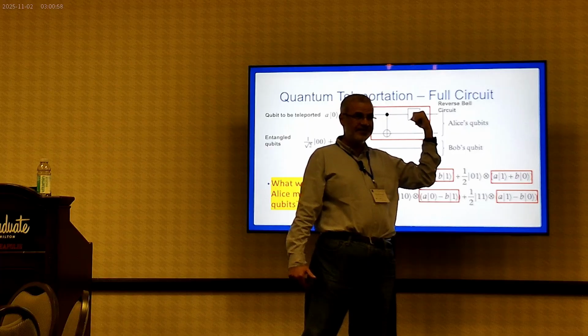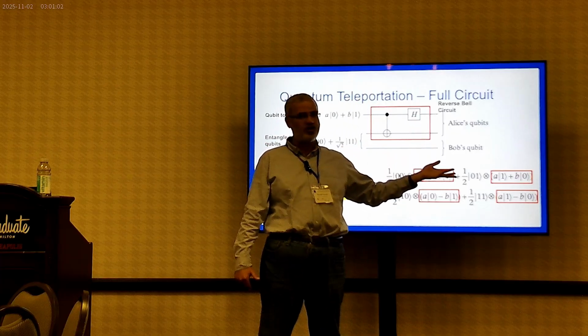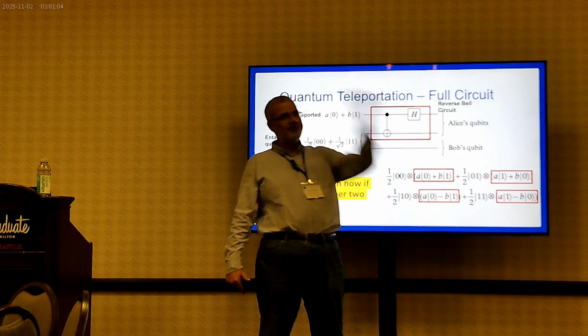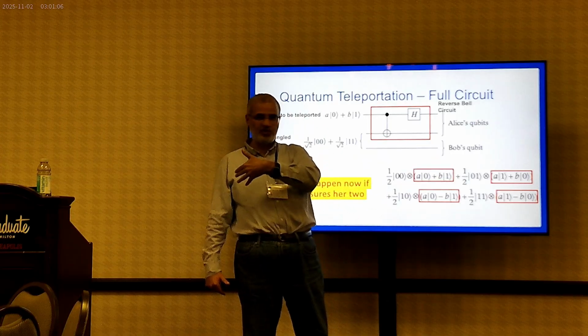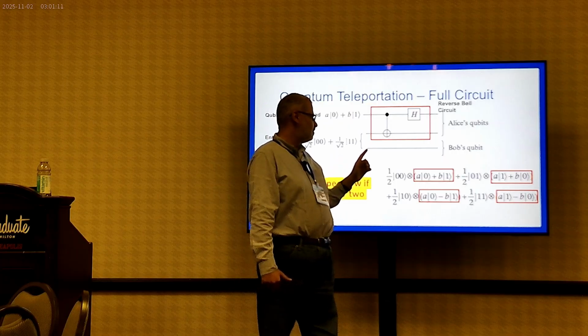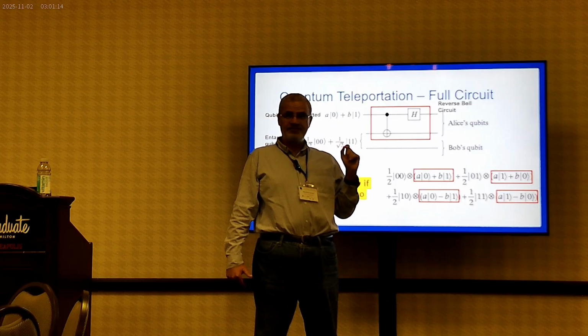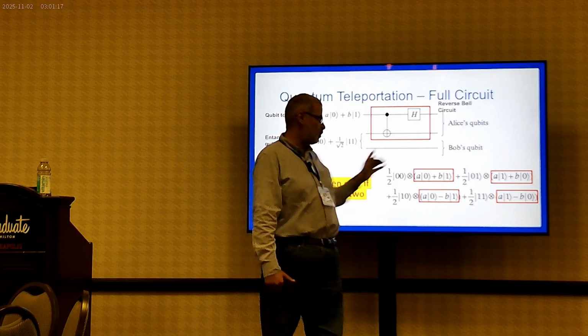Regardless of the state. Here, if Bob measures, actually Bob cannot measure, because if Bob measures, it will collapse to classical bit. It is not teleportation. Got it? So what will happen is Alice will measure. So Alice will measure. What will Alice get?